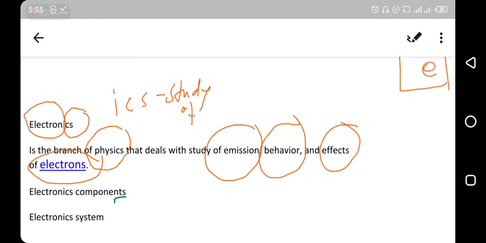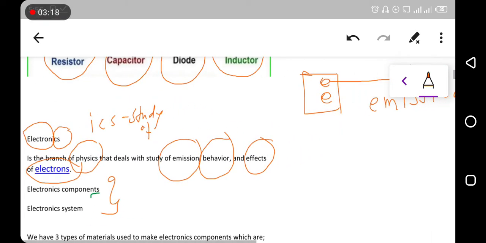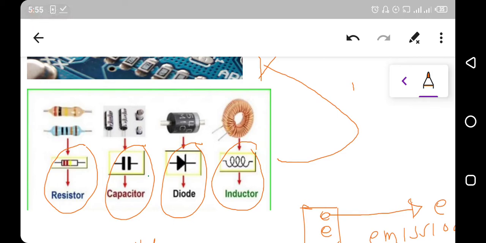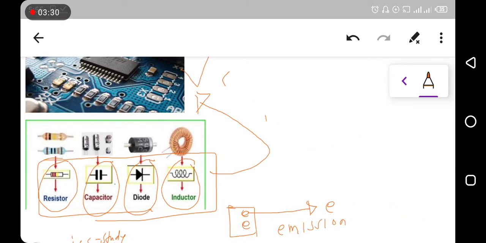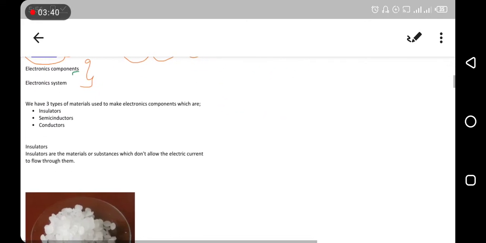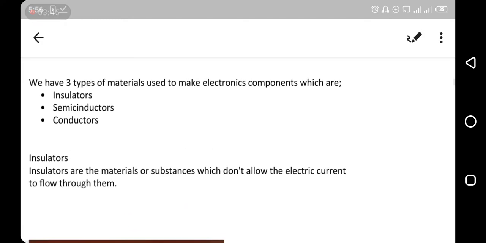Another thing, we have the electronic components and the electronic systems. The electronic components consist of those above components, the diodes, the resistors. These components are electronic components. These components are joined together to form the electronic system.